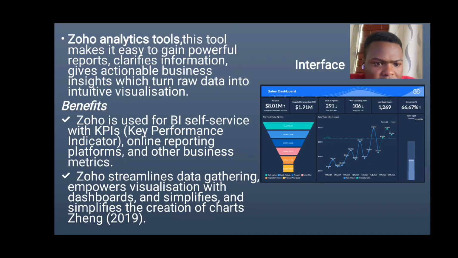I would prefer this. One of its benefits is that it is used for business intelligence self-service. It automatically brings the KPIs, which are the key performance indicators, and then online reporting platforms, and other business metrics. It's more of mathematics, so it's very easy. And then it brings key performance indicators. Then the other thing is Zoho streamlines data gathering, empowers visualization of dashboards, and simplifies the creation of different charts, as seen.